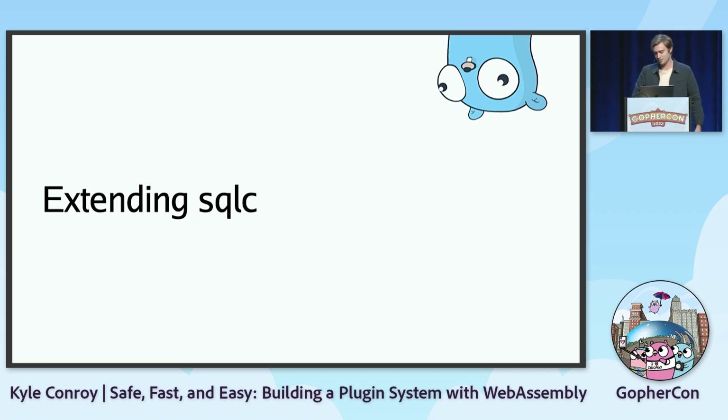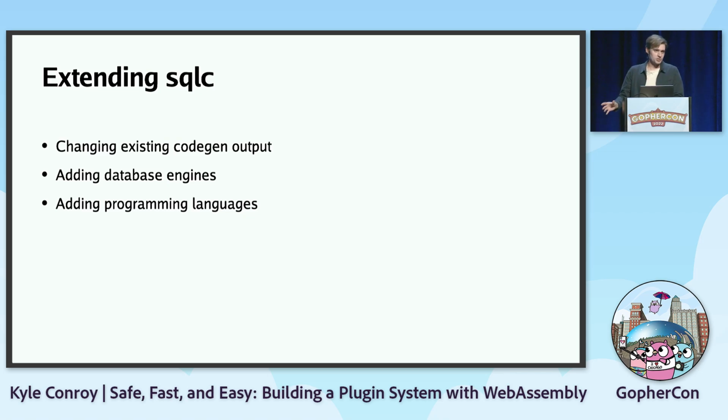Let's get back to Go here, right? And talk about extending sqlc. So I open sourced sqlc in the beginning of 2020, and basically feature requests immediately came in, right? I want to change some of the output. I want to add databases. I want to add programming languages.